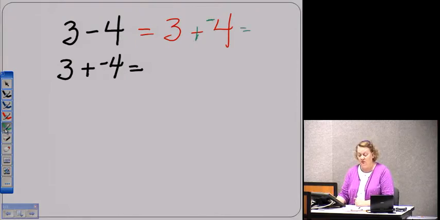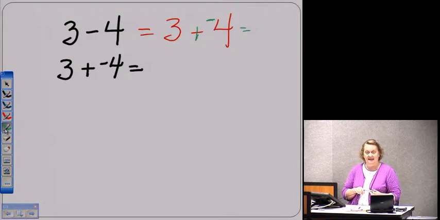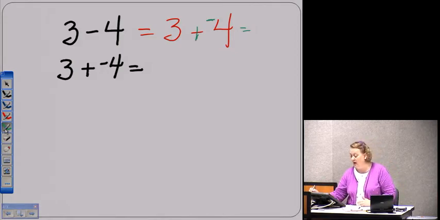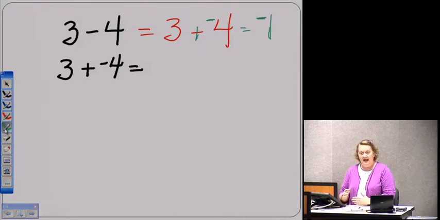And the addition rule is if the signs are the same, we add or find their sum, and if the signs are different, we find their difference. In this case, these signs are different, and we'll find their difference. And the difference between 3 and 4 is 1, and we keep the sign of the stronger number, 4 being stronger, so it'll be a negative 1. However, that's a lot of sign change.